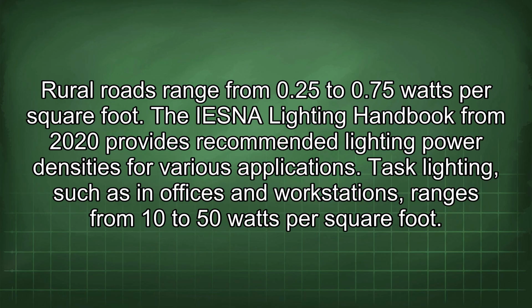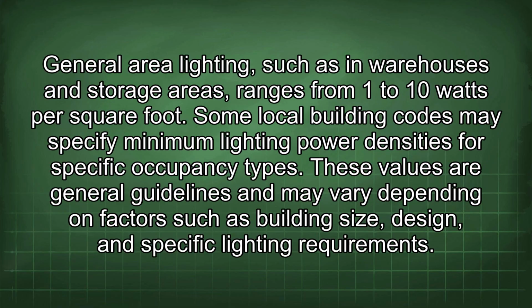The IES Lighting Handbook from 2020 provides recommended lighting power densities for various applications. Task lighting, such as in offices and workstations, ranges from 10 to 50 watts per square foot. General area lighting, such as in warehouses and storage areas, ranges from 1 to 10 watts per square foot. Some local building codes may specify minimum lighting power densities for specific occupancy types.